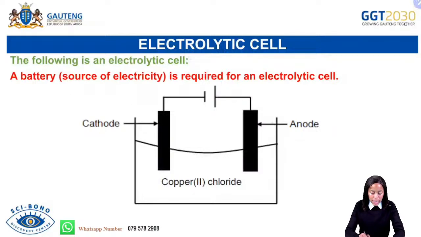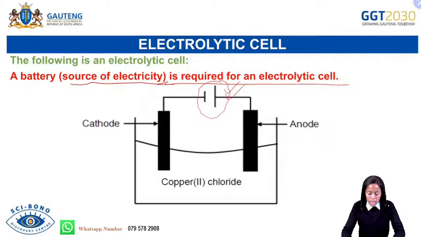Then it says the following is an electrolytic cell. So it has a battery, or in this case, we can also call it a cell. So this battery is then a source of electricity. So it says here, a source of electricity is therefore required in terms of the electrolytic cell then.